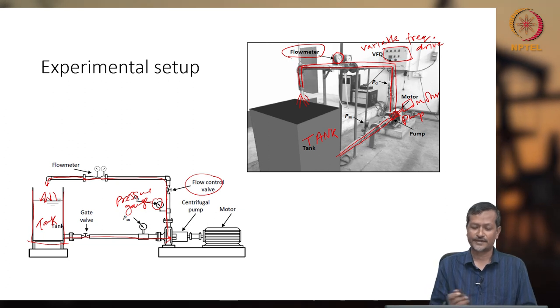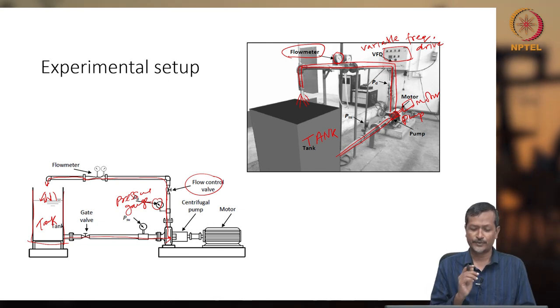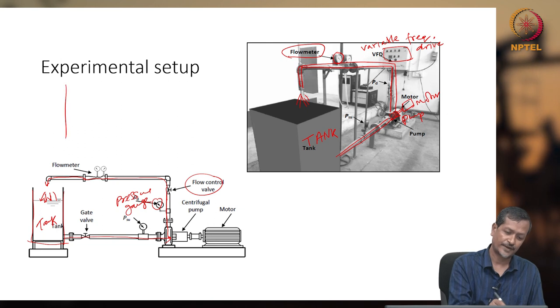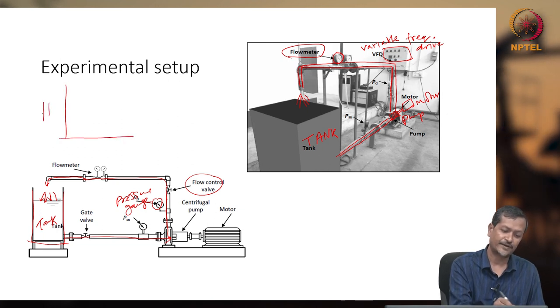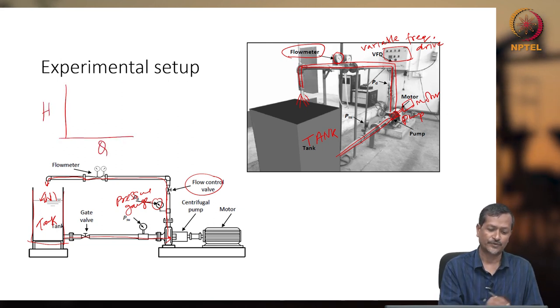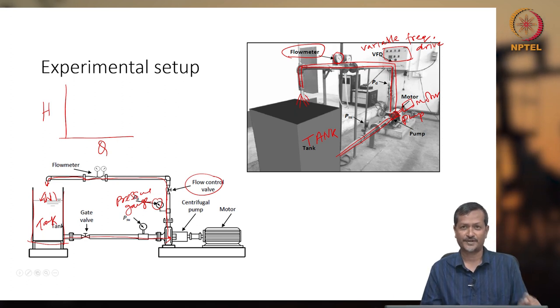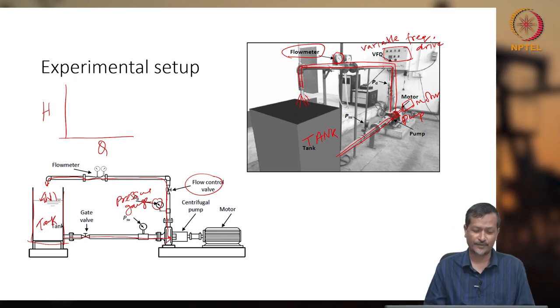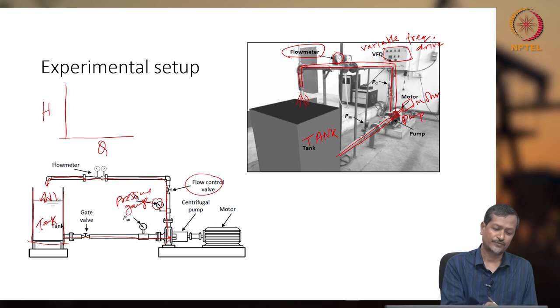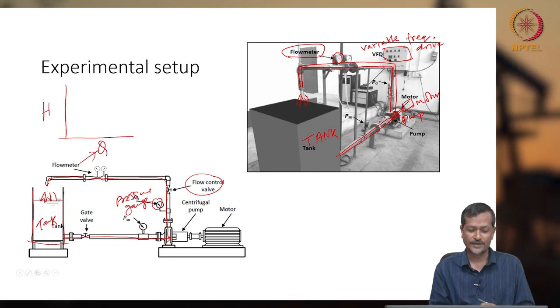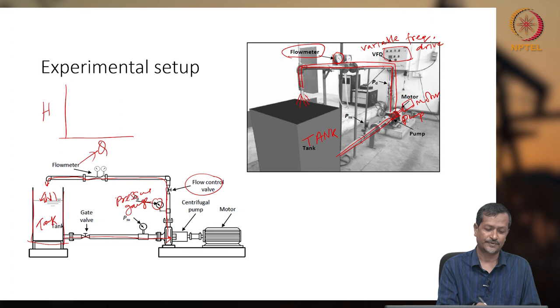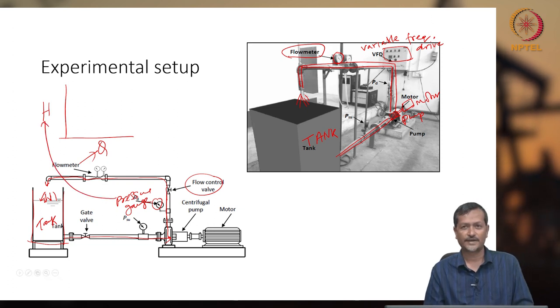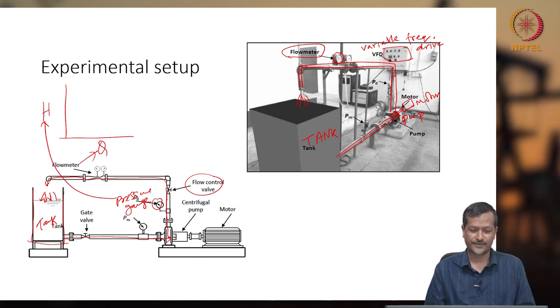Okay. So in the experiment, first, you have to draw the HQ curve. H means head or pressure, and Q means flow rate. How to get flow rate? I have one flow meter. The flow meter will give flow rate. And H, how to get H? I have a pressure gauge. So the pressure gauge will give the H value.